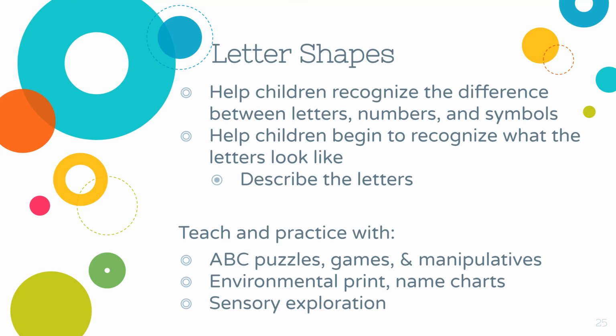After you have introduced children to what the letter names are, you're going to help children begin to recognize what they look like. So you're going to start by helping children recognize the difference between letters, numbers, and symbols, and then start talking about what the letters actually look like. Describe the letters. Are they tall? Are they short? Do they have straight lines or curvy lines? And you can help teach and practice this with ABC puzzles, games and manipulatives, environmental print, and name charts.